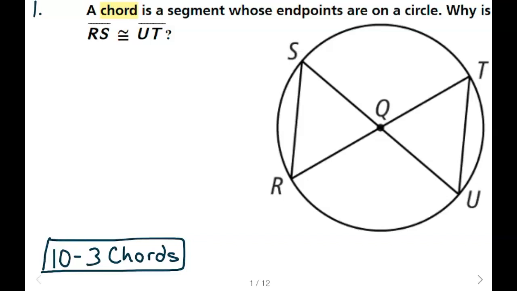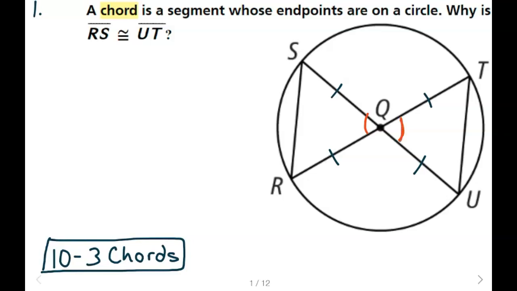Well, let's look at this. We've got a circle where Q is the center. And so each radius of the circle is congruent. They're all the same size. The definition of a circle is the collection of points that are equidistant from a single point called the center. And so we know all these radii are congruent. And then we have vertical angles here.